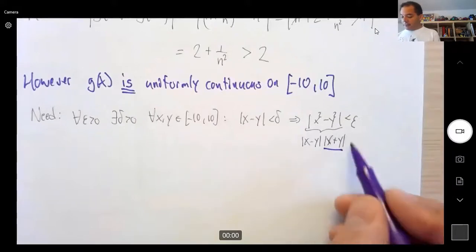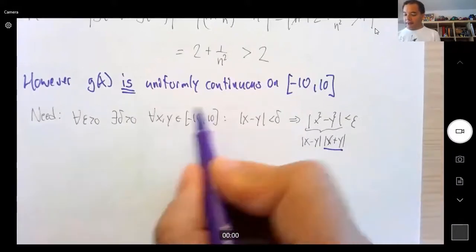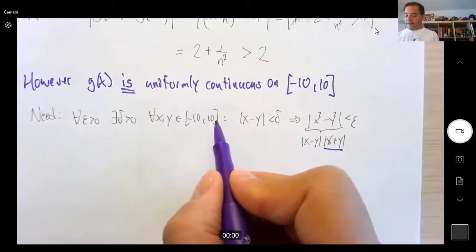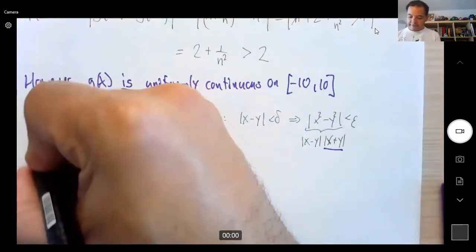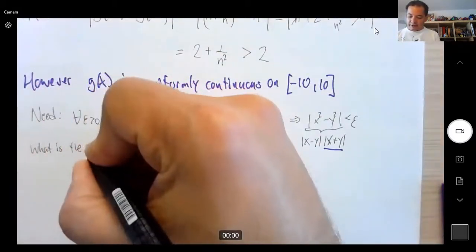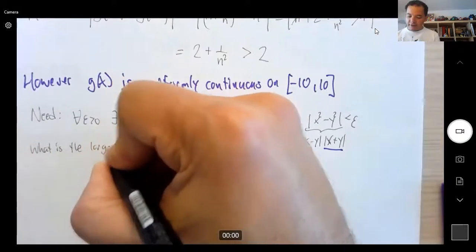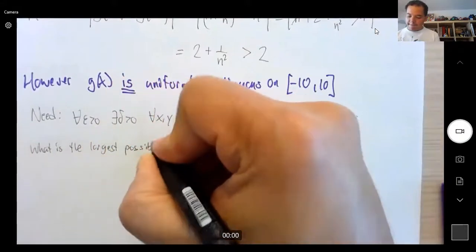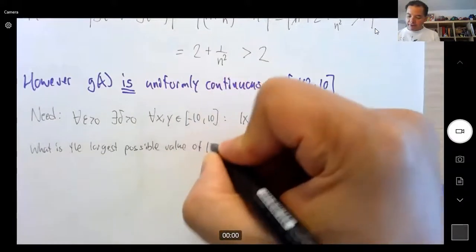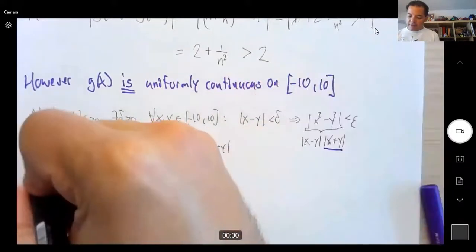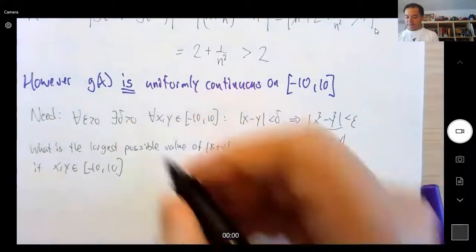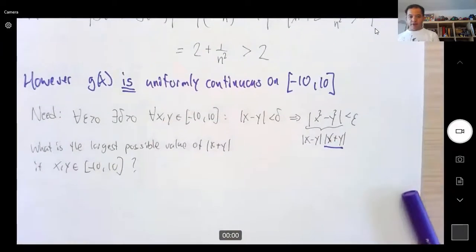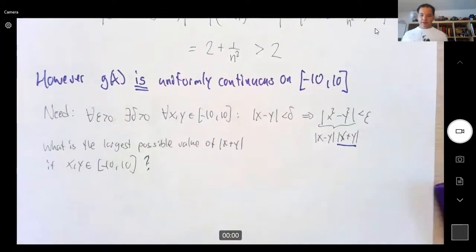In this case, the x plus y, what's the most that it can be if the numbers are between negative 10 and 10? That's the question. So what is the largest possible value of x plus y in absolute value if x and y belong to the interval negative 10 to 10? Someone tell me. Yeah, 20. Petros, thank you. That's right.